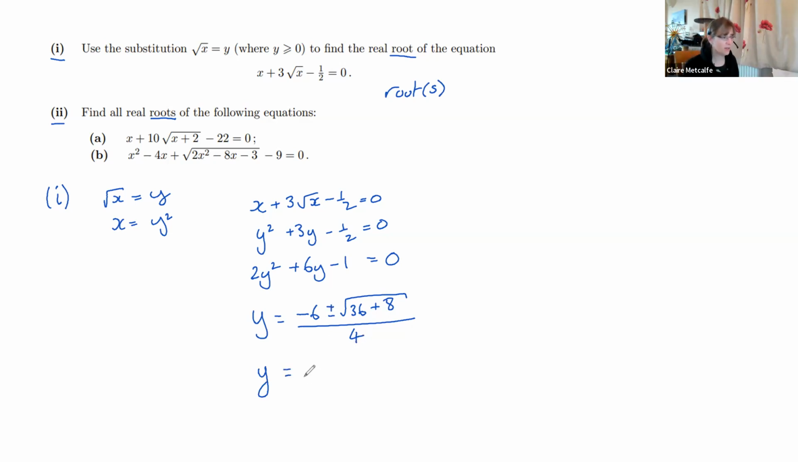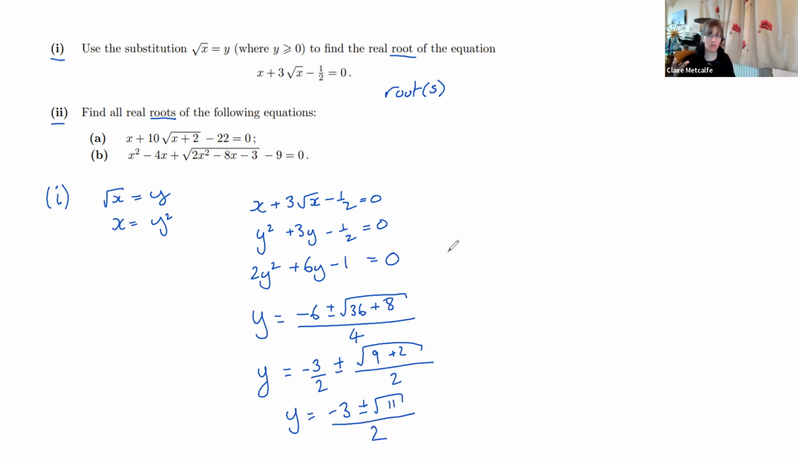Okay, so I'm going to simplify this a bit. This is minus 3 over 2, plus or minus. I'm going to divide by a factor of 2 again. Inside the square root, that means divided by a factor of 4. So this is 9 plus 2 over 2. So this gives me y is minus 3 plus or minus the square root 11 over 2.